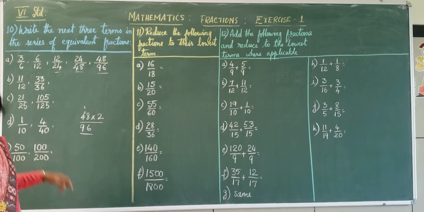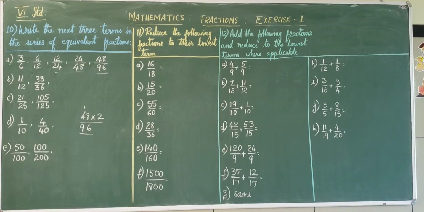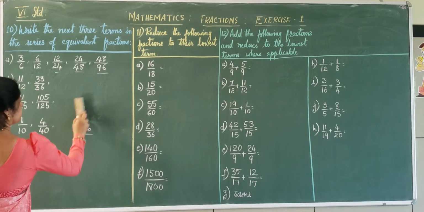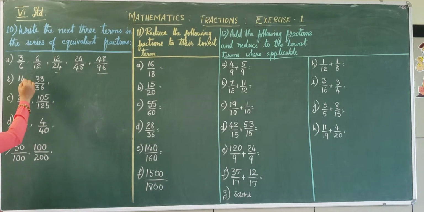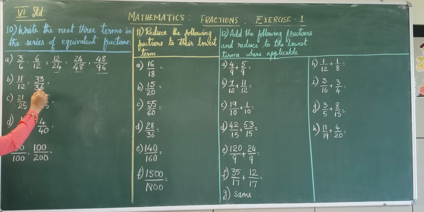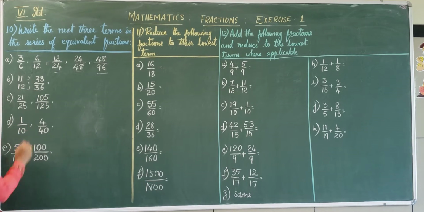Let us go for the next one. Look at this. 11 by 12, 33 by 36. So when you look at the numerator, you can understand, 11 into how many times is 33? 11 into 3 times is 33. So 11 3s are 33. Now again here you can see the denominator 12 and 36. So 12 3s are 36. So the common factor here is 3.